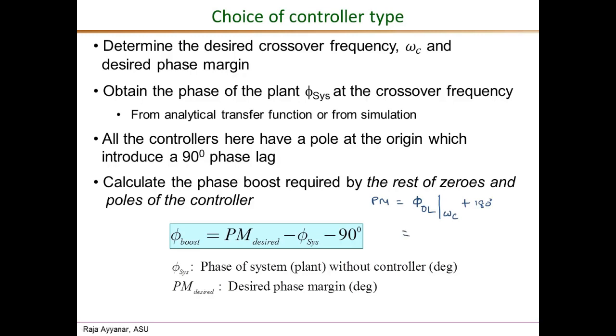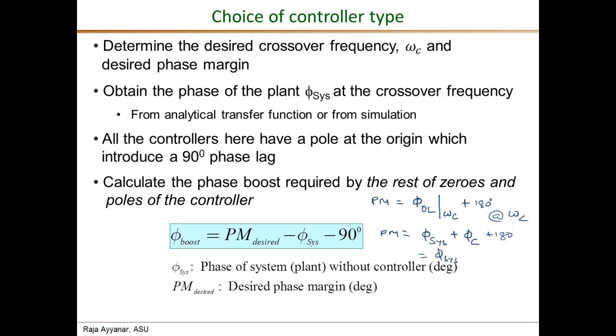The phase margin equals the phase of the loop gain, which can be written separately as the phase of the plant, which is this phi system. All of these are at omega c, so I will not repeat that. It's at omega c plus the phase contribution due to the controller alone, call that phi c, plus this 180 degrees. And that would be phi system.